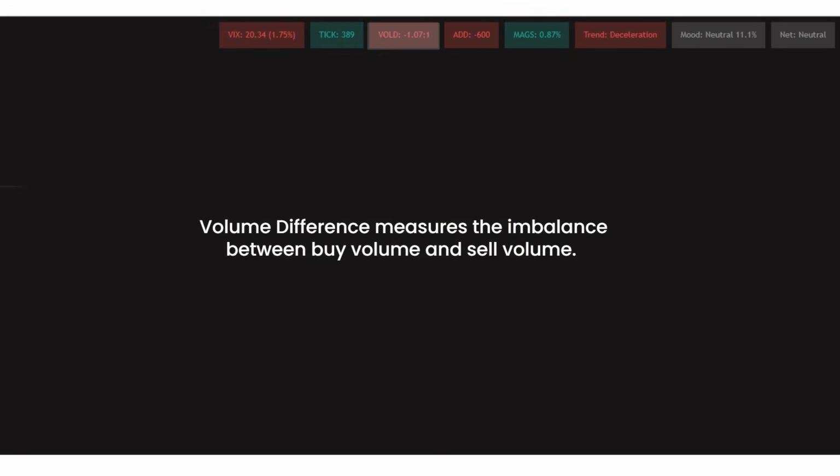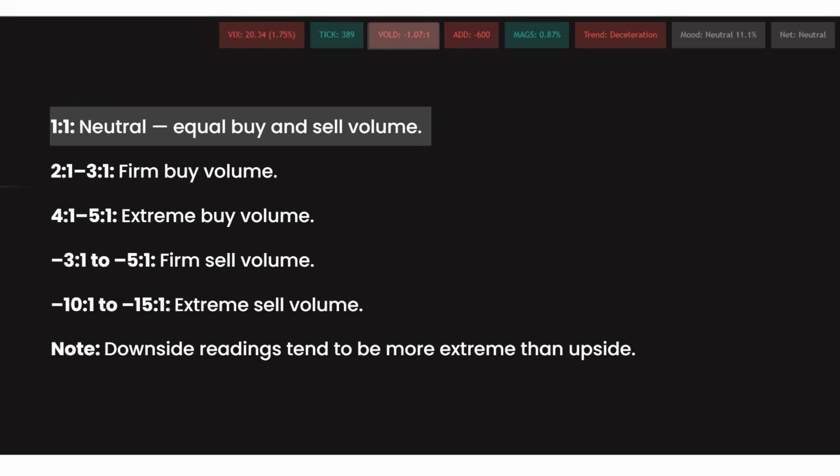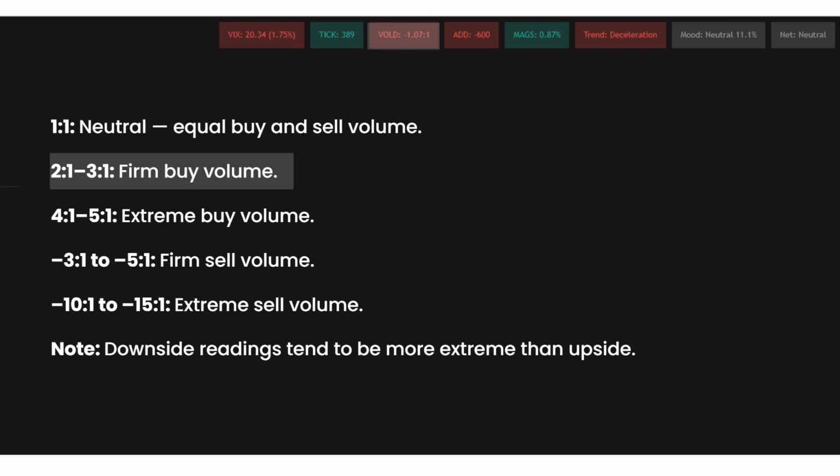Volume difference measures the imbalance between buy volume and sell volume. This metric is displayed as a numerical ratio, where a 1-to-1 ratio is neutral, indicating buy and sell volumes are equal, signaling low volatility and a lack of conviction. Ratios around 2-to-1 or 3-to-1 indicate firm bullish volume, with higher values reflecting stronger buying pressure. Ratios around 4-to-1 or 5-to-1 signal a bullish extreme, indicating very strong buying pressure.